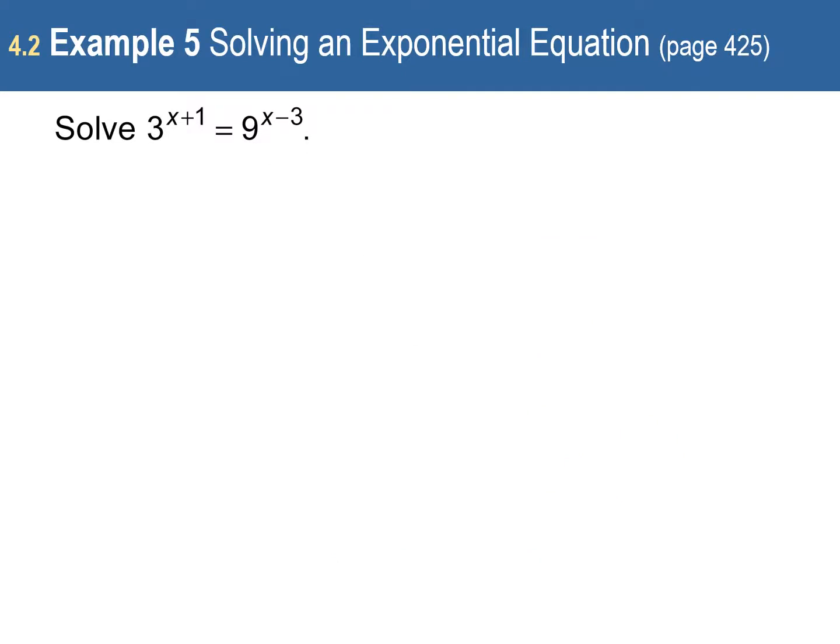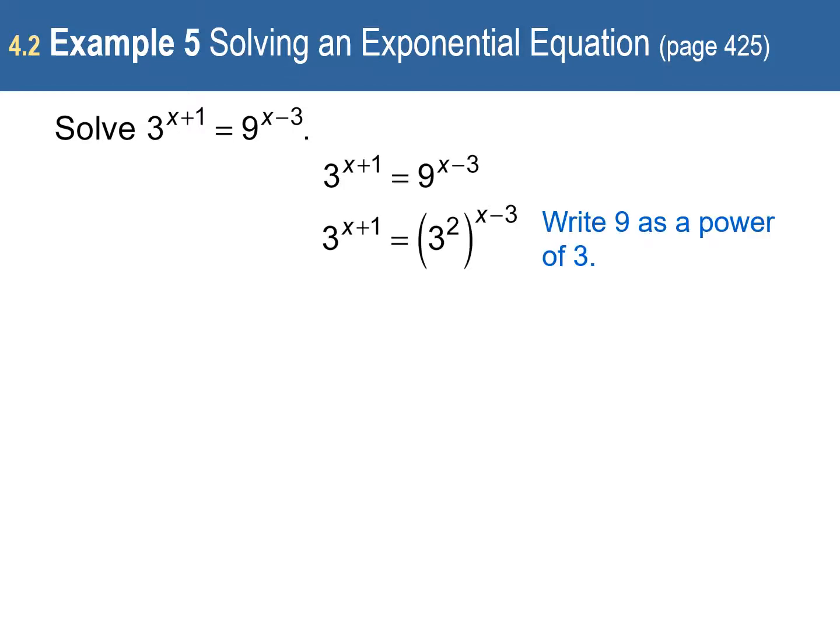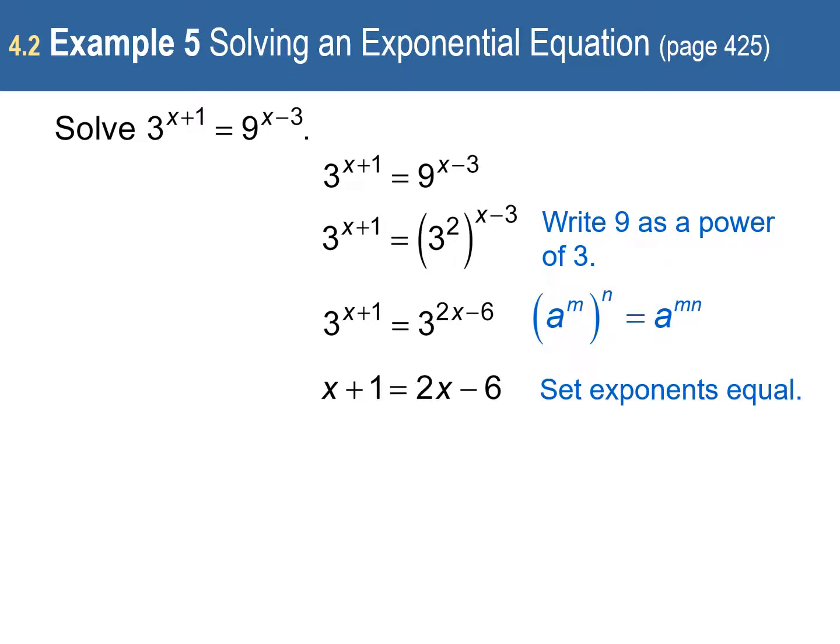Now suppose I want to solve 3 to the x plus 1 is equal to 9 to the x minus 3. The first thing I need to do is get a common base for the 9. 9 is 3 squared. So now I'm going to use the power rules. So the left side becomes 3 to the 2x minus 6. Now that I have the same base, I set the exponents equal, and I'm able to solve for x. So x is equal to 7. So my solution set is x equals 7.